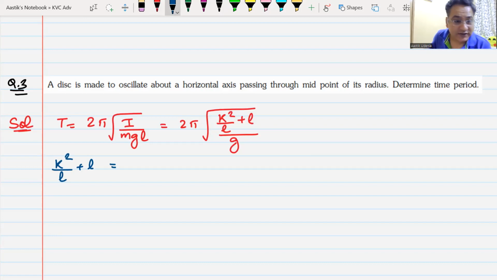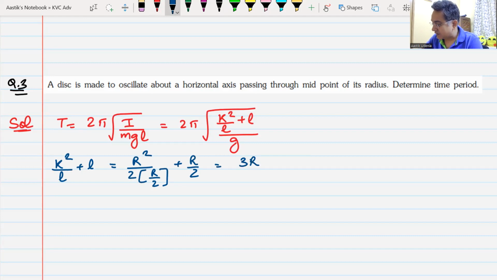What is k square for this? It is r square by 2. The distance is r by 2. Plus the distance is r by 2. So whatever you get is the answer. 3r by 2, I think you are getting. Trust, keep faith in yourself that if you are getting this, this has to be the correct answer. Do we understand this? Yes, sir. So this is the answer.